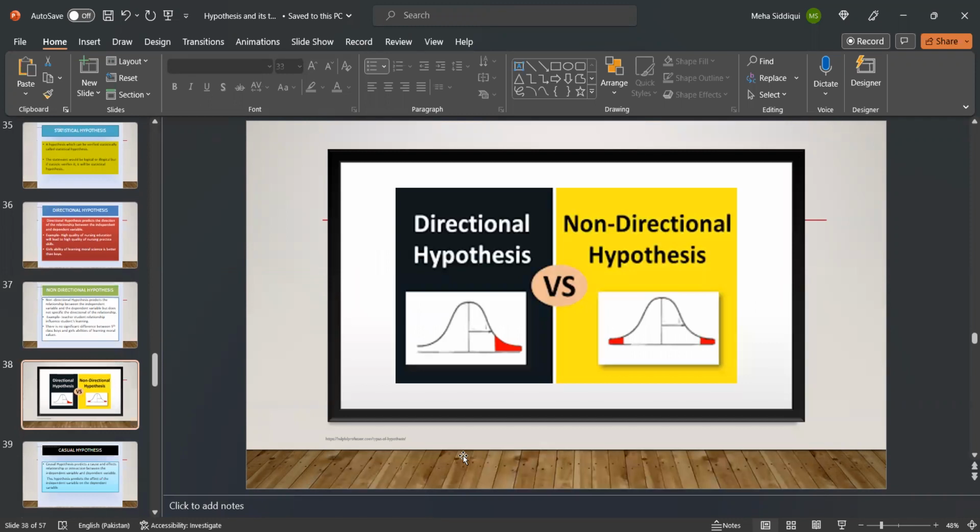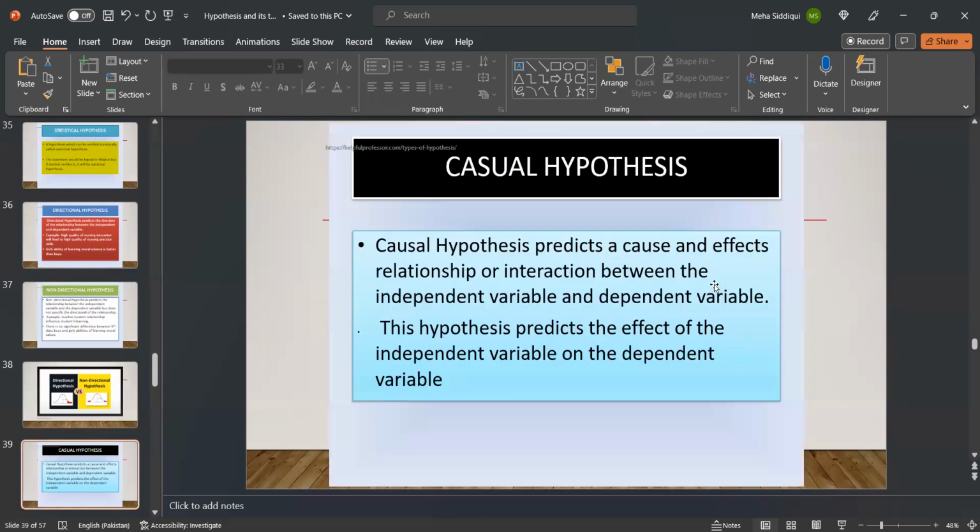So we can see this is the graph showing the difference between directional hypothesis versus non-directional hypothesis. Directional hypothesis is also known as one-tailed hypothesis, and non-directional hypothesis is also known as two-tailed hypothesis.